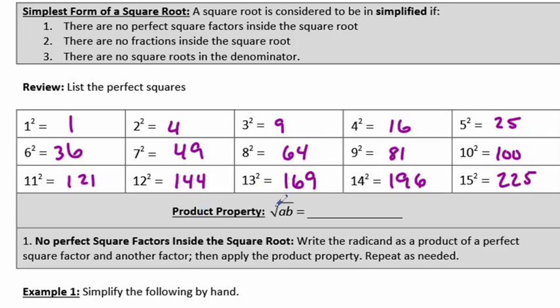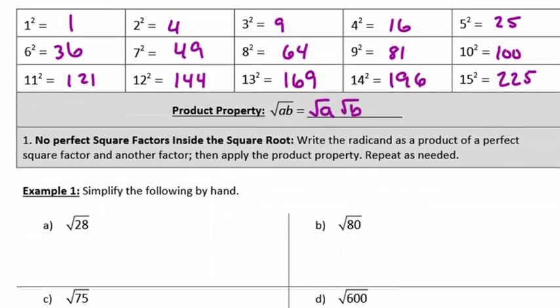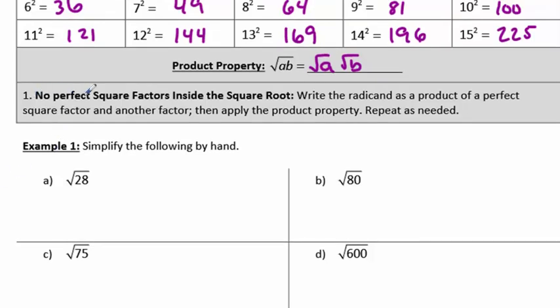To simplify, we're going to start with the product property. The product property says that if you have the square root of two parts of a product, you can write them in separate square roots. So the square root of a times b is the same thing as the square root of a times the square root of b. So we're going to work on that first rule, that no perfect square factors can be inside of a square root. I've got 28, and I know that 28 is 4 times 7, and 4 is a perfect square. So we're going to separate this into the square root of 4 times the square root of 7, and evaluate the part that is the perfect square. We know the square root of 4 is 2. So we can write this as 2 square root of 7. 2 square root of 7 is simplified.